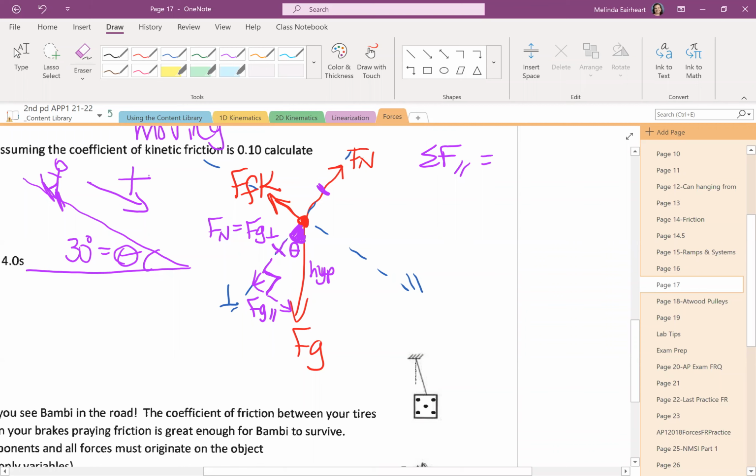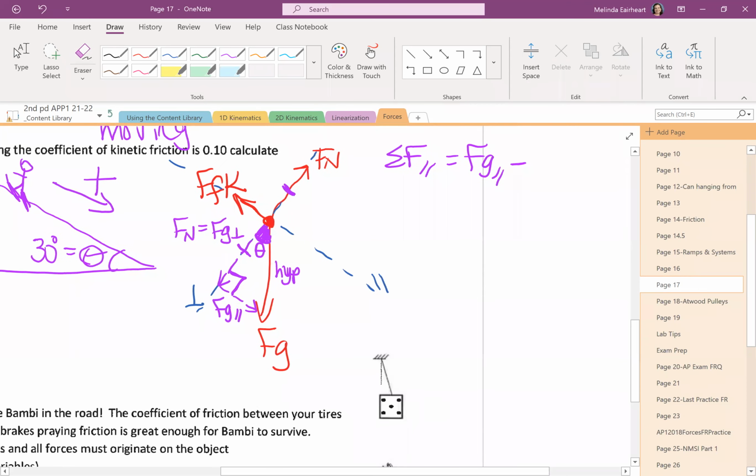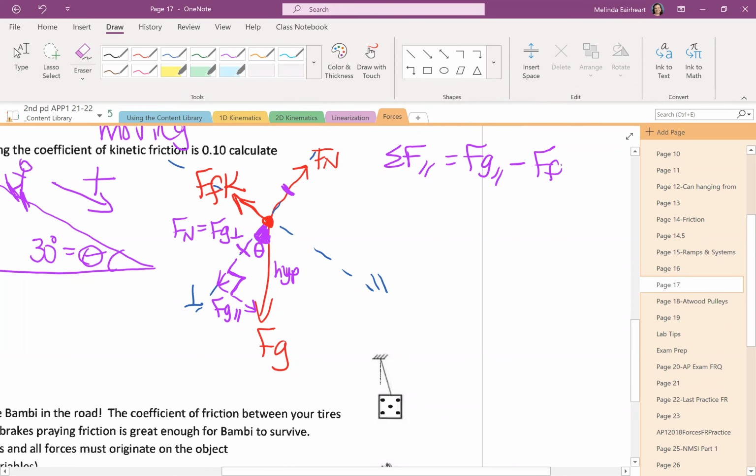And with that designation, what force is pulling the person down the ramp? Gravity parallel. So I'm going to say FG parallel minus, who's resisting that forward direction? Friction. And that's it in the parallel direction.